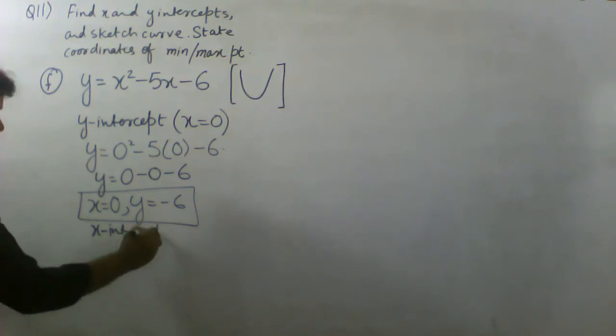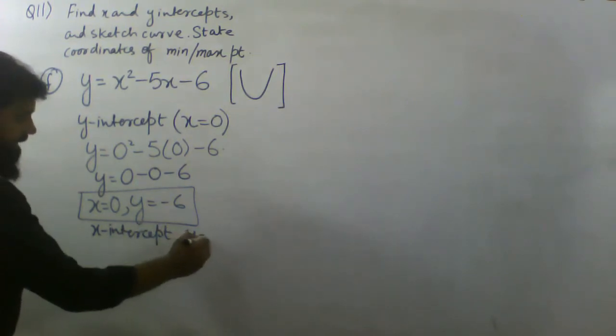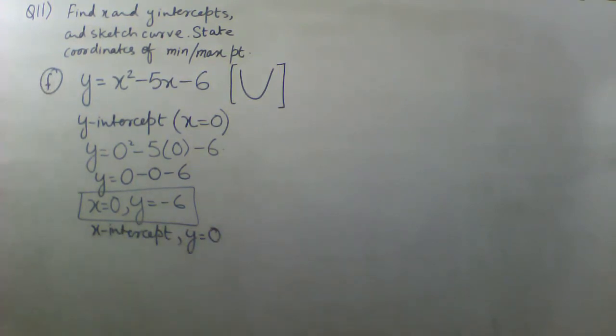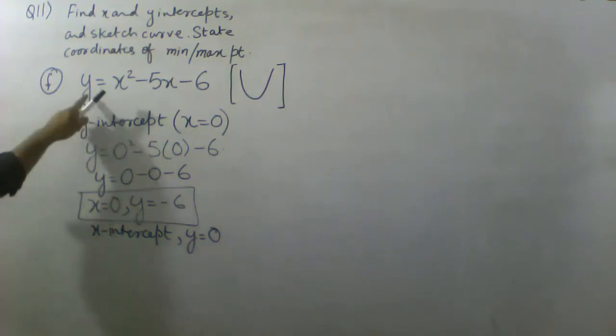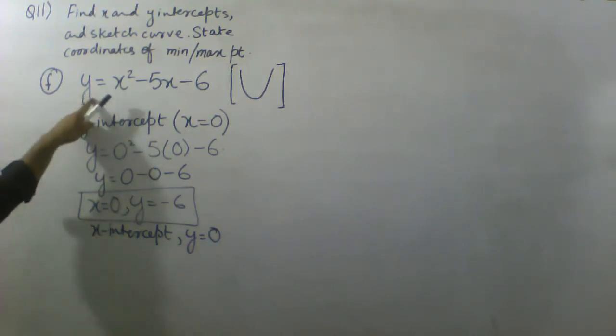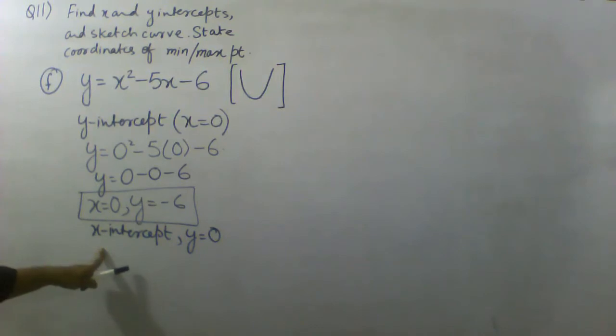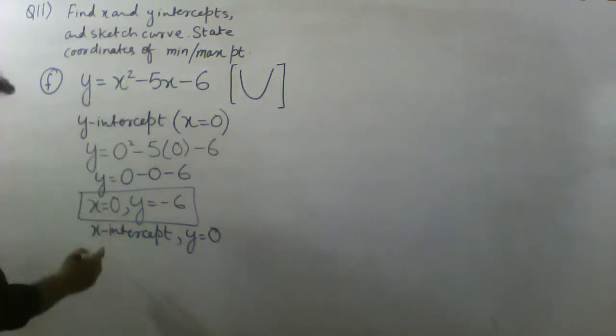So how will I work with x-intercept? Y will be taken as 0. So I can directly plot it over here, or I can factorize this first, and then I can plot y equals to 0. Completely your choice. So I'm factorizing it first.